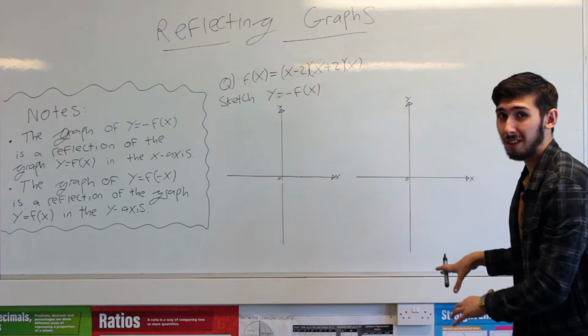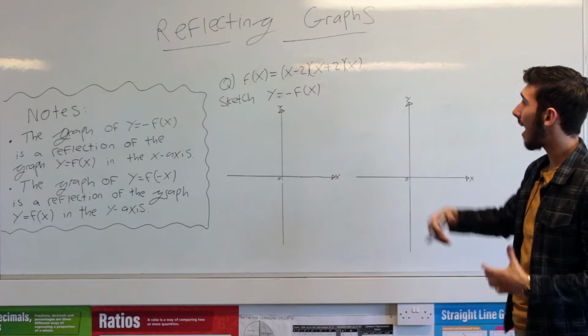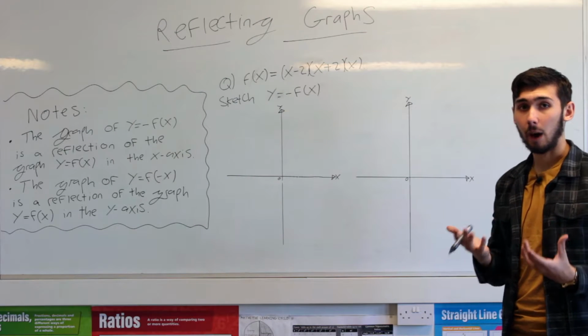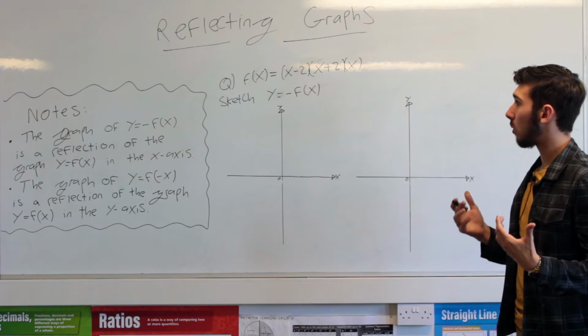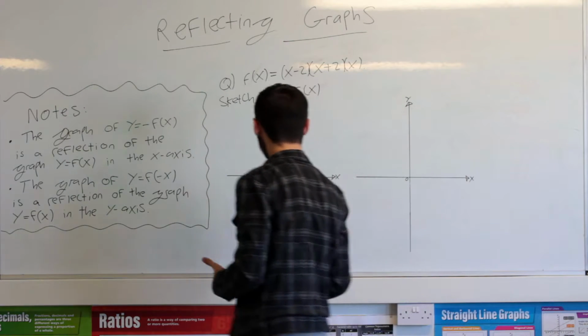Because I've got two graphs here, let's actually sketch y equals f of x, and then let's sketch y equals minus f of x, and we can actually see how they work. So to sketch y equals f of x, just the normal f of x, how do we do it?